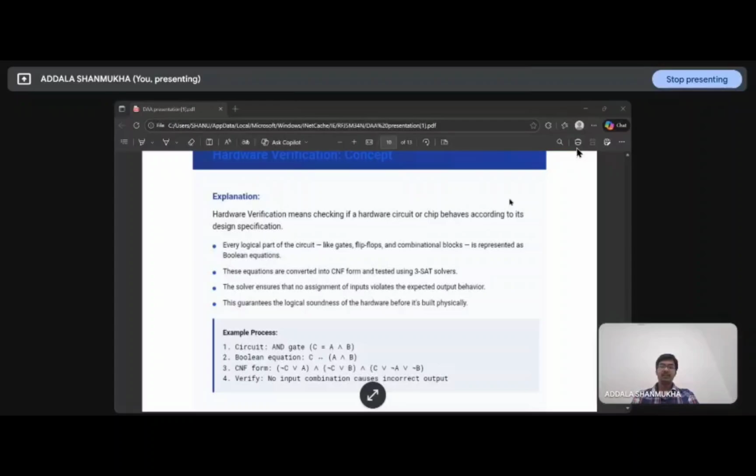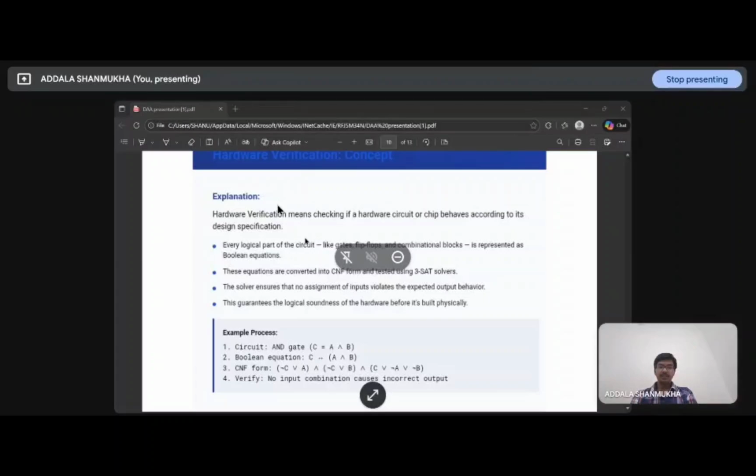Next, use a SAT solver. The SAT solver tests every possible assignment internally. We don't manually test anything. If the solver finds no violating input, that is UNSAT, and the hardware is correct. Final verification: if no wrong output is possible, the hardware is logically sound. Hardware verification ensures correctness before manufacturing, avoiding the risk of faulty chips.